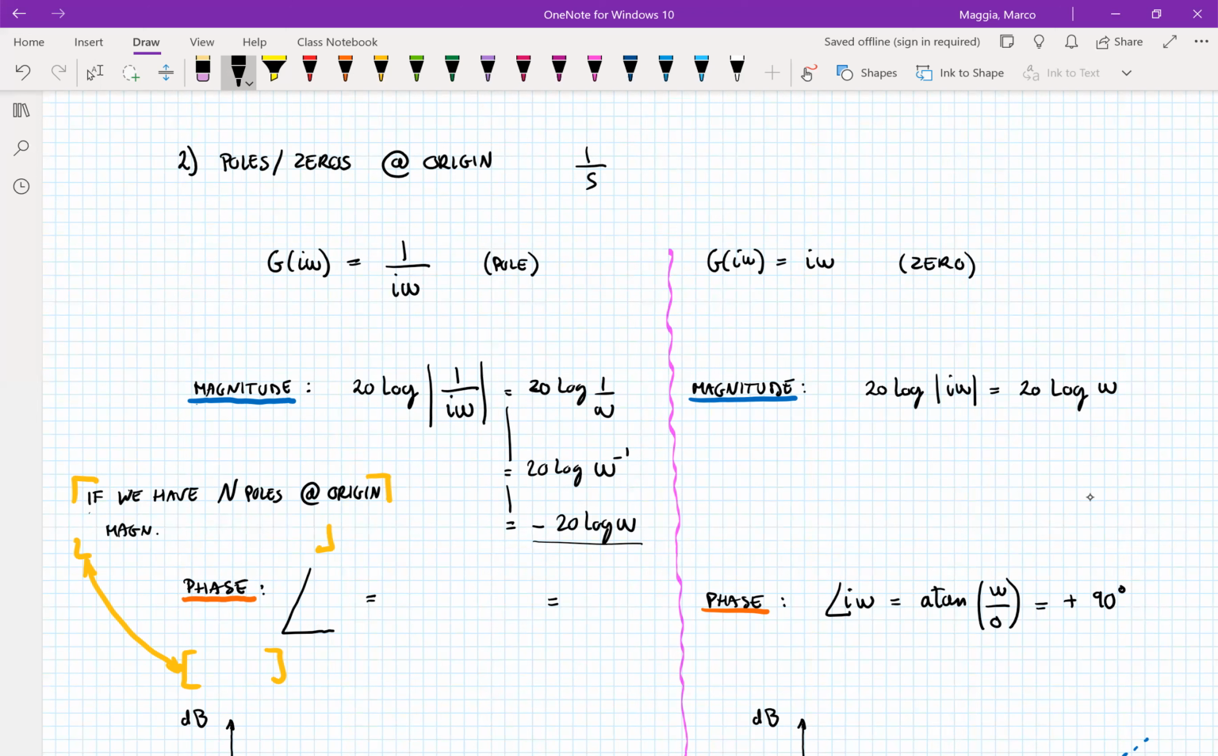What about the phase? Well, the phase is the angle of 1 over i omega. So that is minus, because that's at the denominator, arctangent of omega over 0. And so this is simply minus 90, and that is constant throughout all the spectrum of frequencies.